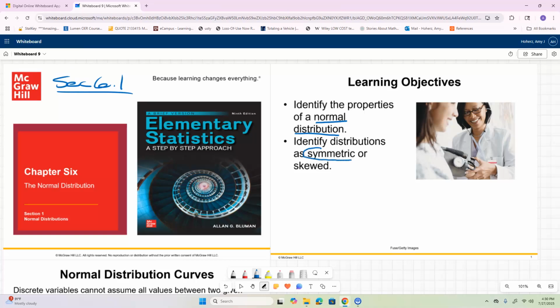it symmetric, which means it looks the same on the left and the right. If you were to kind of match them up, it looks kind of the same on both sides, like a mirror image. Or if they're skewed, and we've talked about skewed before, that's where we would have most of the data here, but then we'd have some data trailing off in a tail. So this would be right skewed, and we've talked about left skewed.